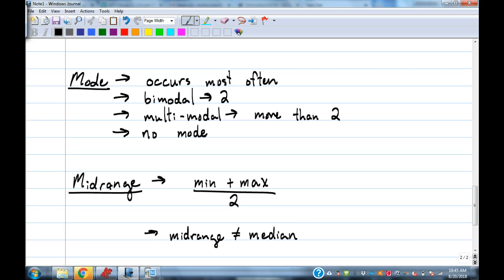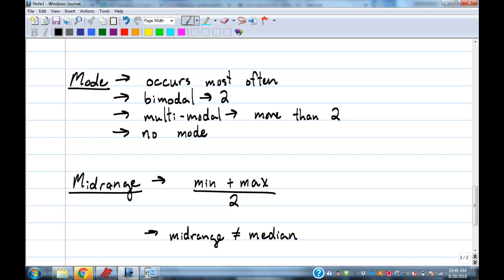Now I use the not equal to symbol there, that mid-range does not equal median. That doesn't mean that they won't be the same number sometimes. It just means they aren't the same thing. Okay? Median is from an ordered set of data. It's the number that's in the middle.